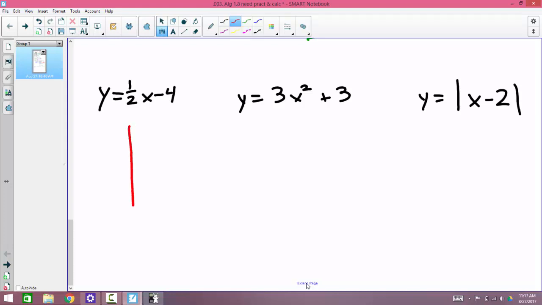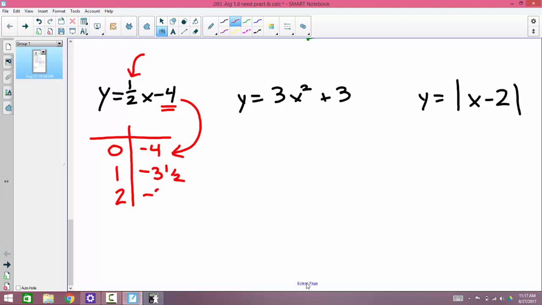All right, so for the first one, if you plug in 0, you get -4. In fact, this number is always called your y-intercept. And then this number tells you what happened. So this means we're going up by 1/2. So 1 should be -3.5. And if you want to plug that in, 1/2 times 1 is 1/2, and 1/2 minus 4 is -3.5. So 2 would be -3, and so on.